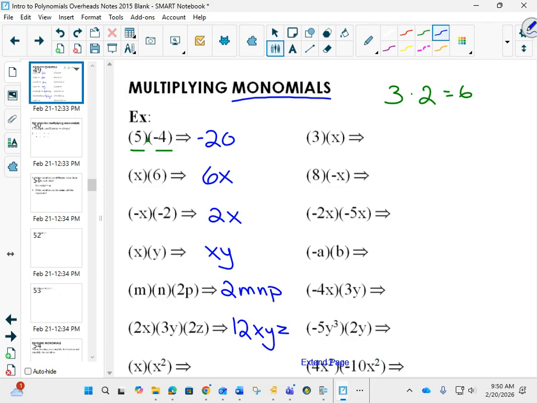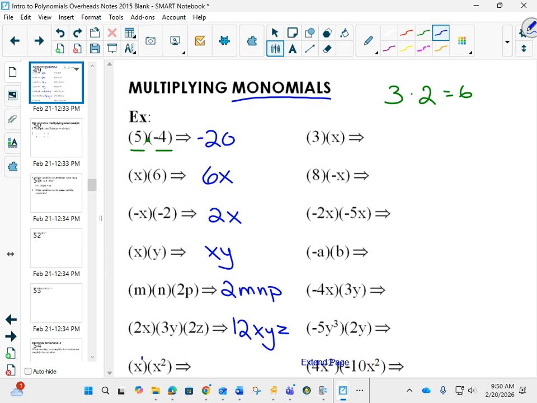If the order of the variables, no. Generally, we like to put them alphabetically. So if you have more than one variable, A would come before B. X comes before Y. X squared comes before X. Sometimes it's by exponent when you have a polynomial and you're adding them. But when we're writing a monomial like this, we like our variables in alphabetical order.